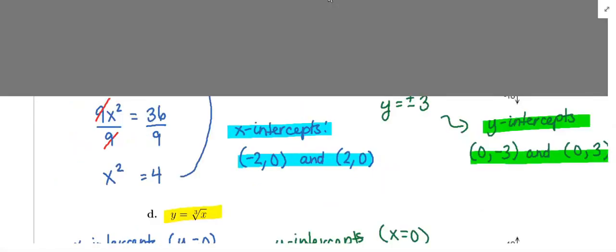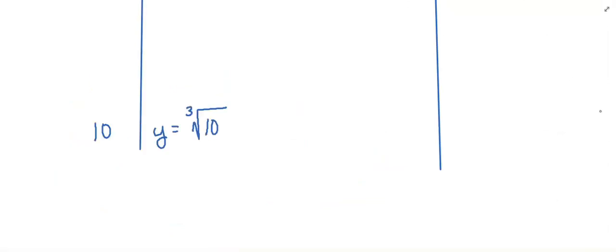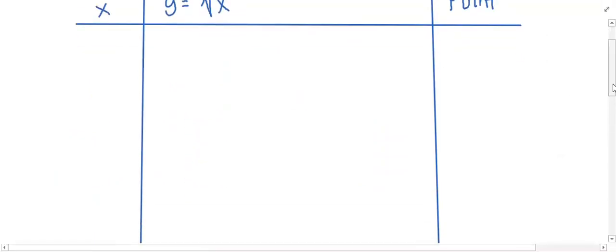We already know that if we plug in 0 as our x value, so I'll put that somewhere in the middle here, we're going to get y is equal to the cubed root of 0, and we know that that's 0, and so the origin should be on the graph here.